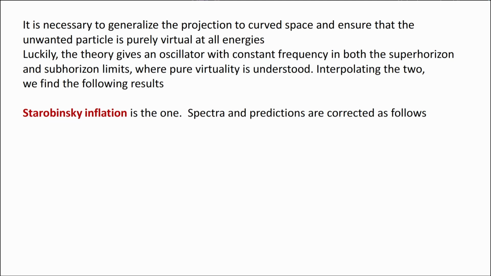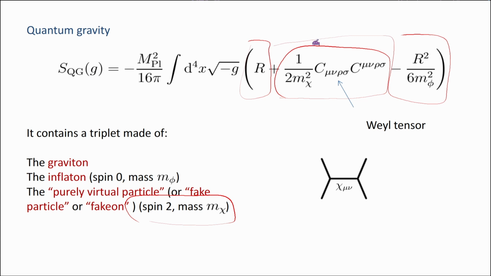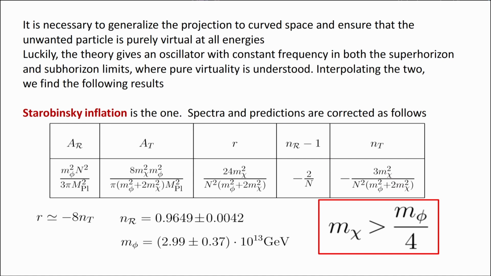So the results are the following. Starobinsky inflation is the one. High energy physics privileges Starobinsky inflation. There is nothing else, because this part does not change what happens in the background. It does change what happens to the fluctuations, but the mechanism is basically Starobinsky. Spectra and predictions are corrected as follows.